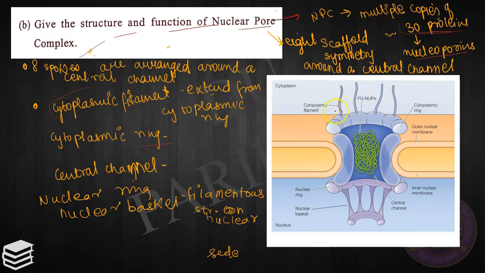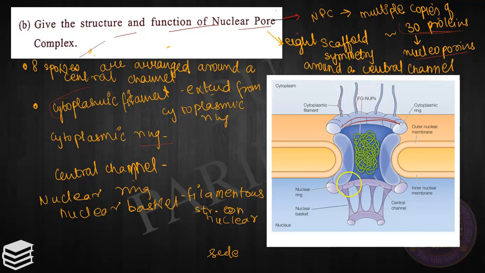First, we have cytoplasmic filaments, thread-like structures. They extend from the cytoplasmic ring and help in cargo recognition and to capture the incoming cargo protein. These are anchored to the cytoplasmic ring. This is the cytoplasmic ring.